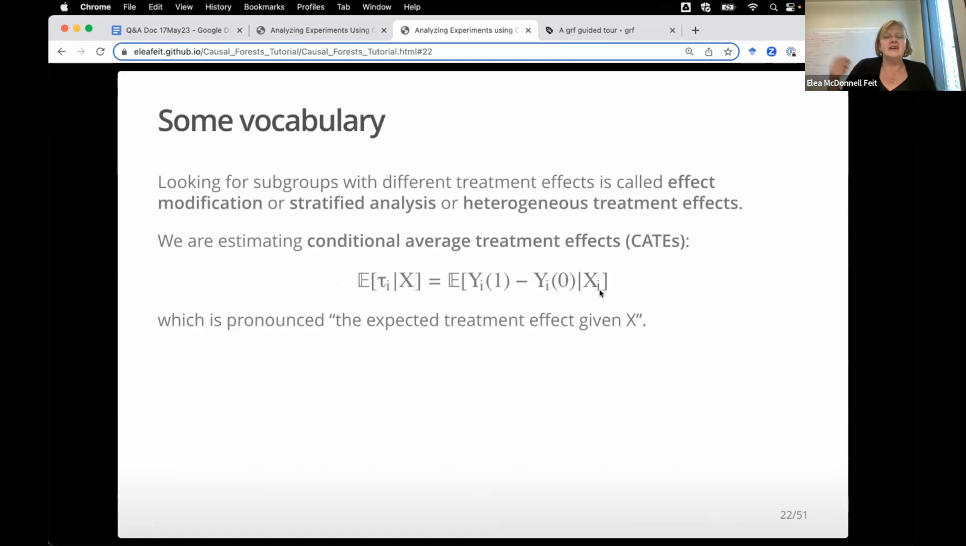This kind of analysis goes by many, many names. Sometimes it's called effect modification. Sometimes it's called stratified analysis, because people use the word strata to describe these groups that are defined by X. The economists tend to call it heterogeneous treatment effects, but we're trying to find these conditional effects, like the expected treatment effect given a particular value of X.